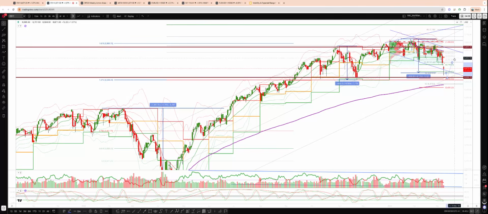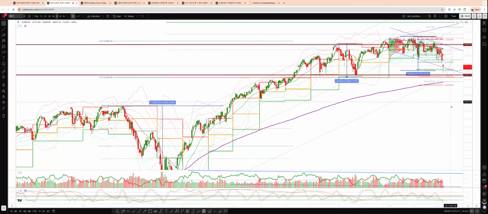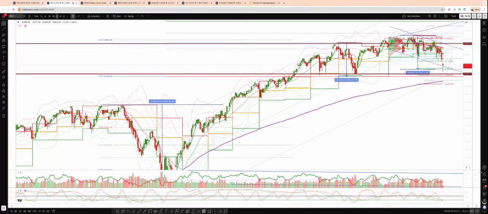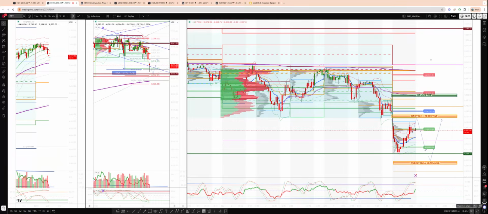back into 67.50s there. And like I say, if we lose that support, the next area of interest is going to be this anchored volume weighted average price from the post-Liberation Day lows. 64.60, 64.50 will be the next area of interest. Downside targets.